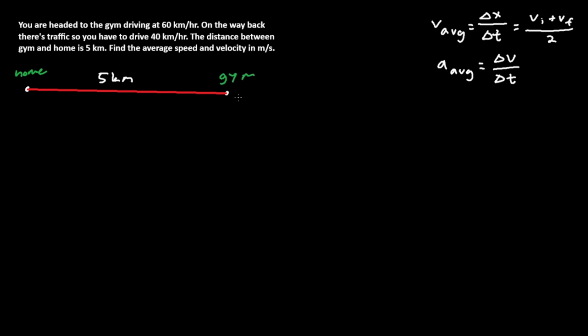But it's 5 kilometers between home and the gym. And let's solve for the average speed first. This is going to be a little different because average speed doesn't use change in position. It uses distance traveled. So it uses distance over time. For average, let's use S for speed. Average speed is distance over time.